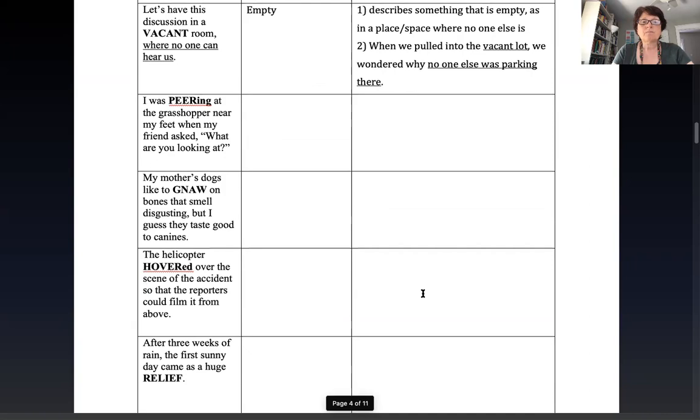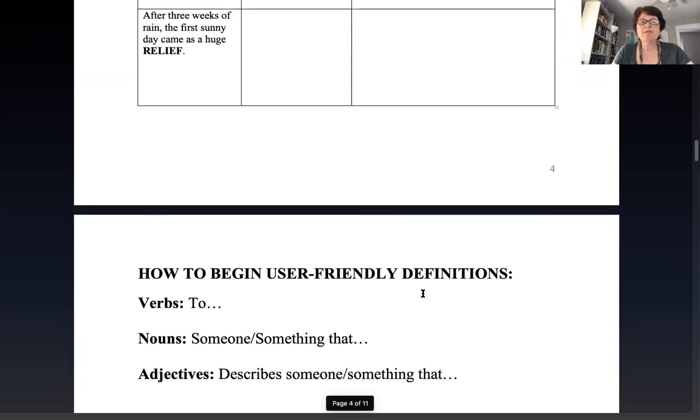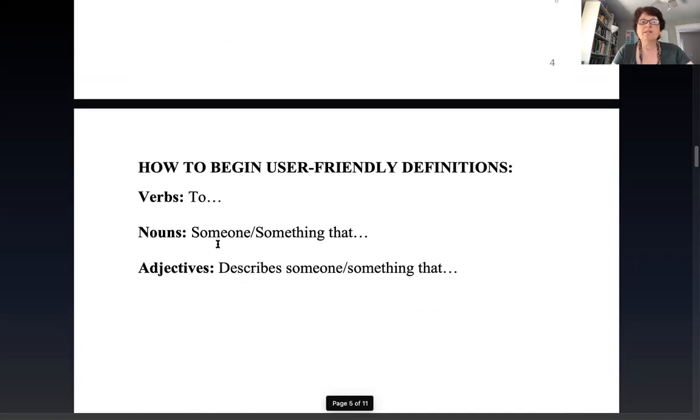And if you go down to the next page on your handout, what you will see is we use a consistent way to set up user-friendly definitions. So for verbs, we always start out with the infinitive, to whatever. And for nouns, it's always someone or something that blah, blah, blah. For adjectives, to signal that it's an adjective, we start off with the word describes. Describes someone or something that.